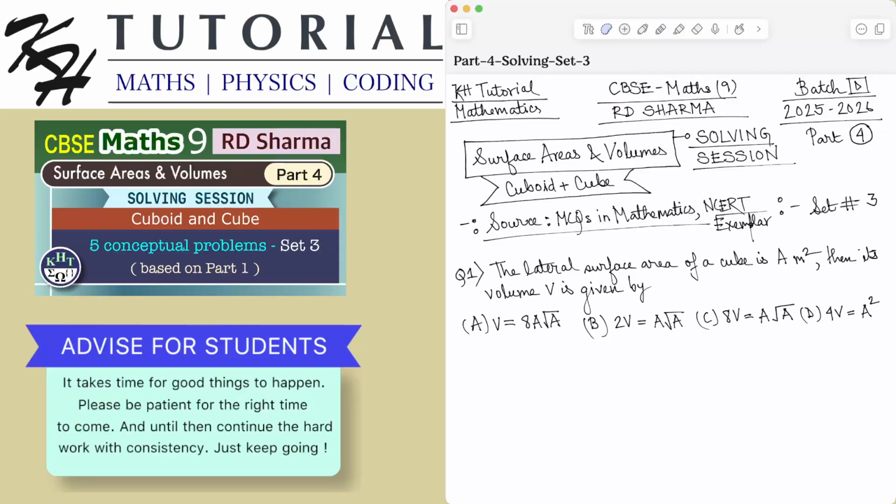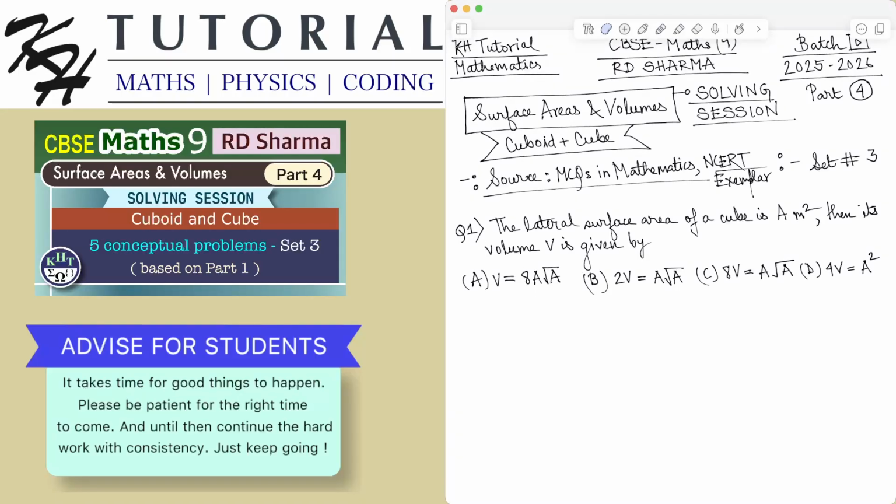Okay, so these problems are based on the supplementary problem book titled MCQs in Mathematics by R.D. Sharma, and few problems are from NCERT Exemplar. The first problem says the lateral surface area of a cube is A meter square, then its volume V is given by. Now the lateral surface area, which is usually denoted with LSA, it is given as A.